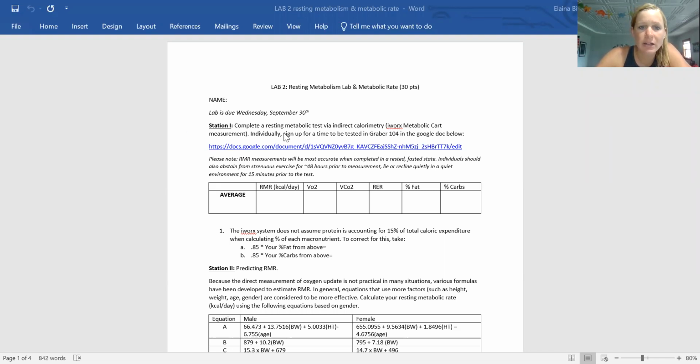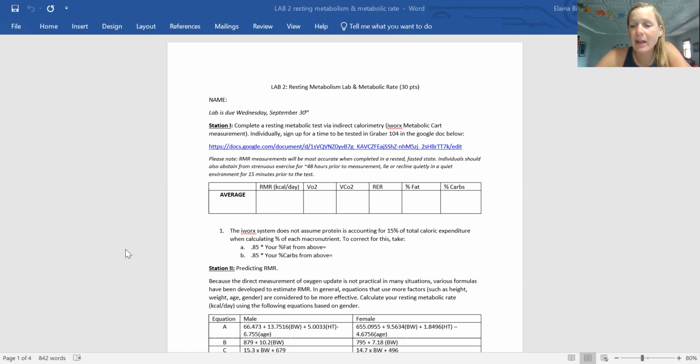And the first thing that you're going to do is click on this Google Doc here, and you should be able to then sign up for a time to complete station number one. Station number one is the assessment of your resting metabolism through the use of our metabolic cart.